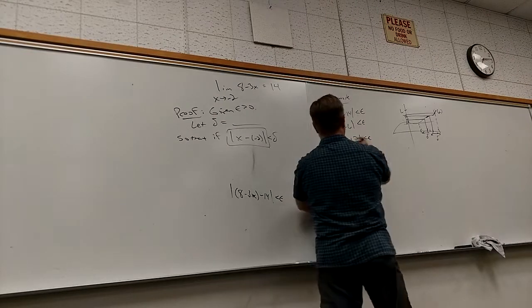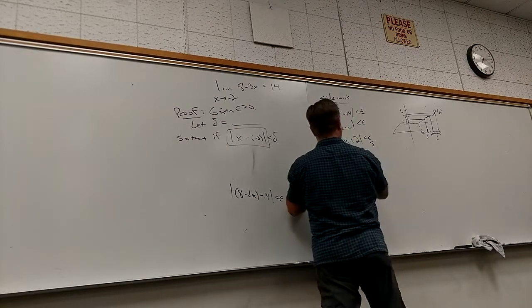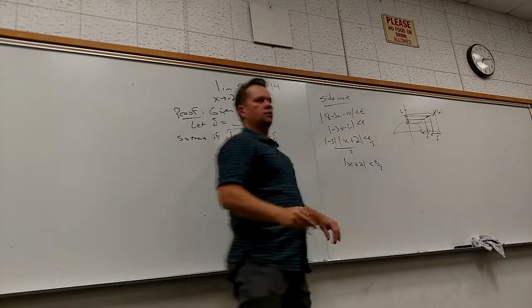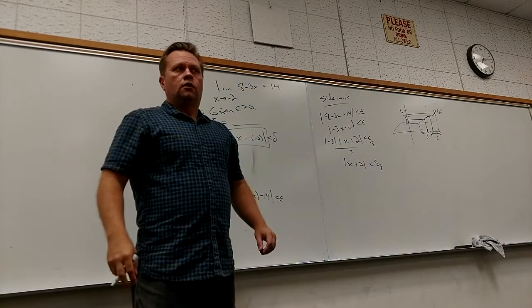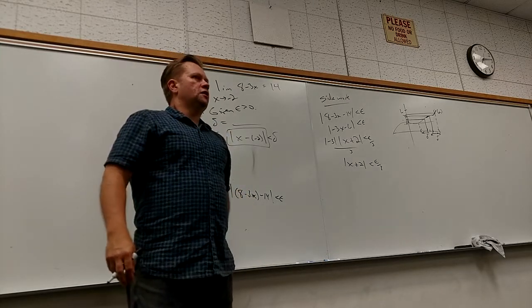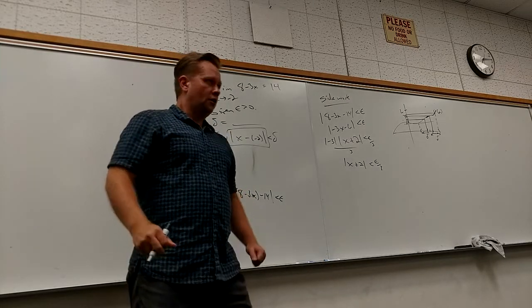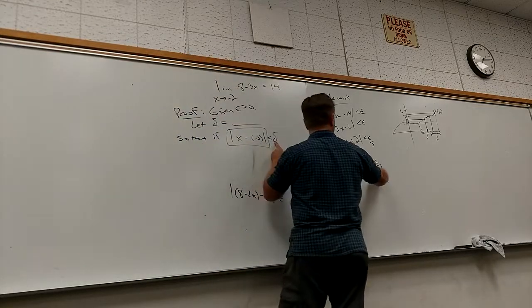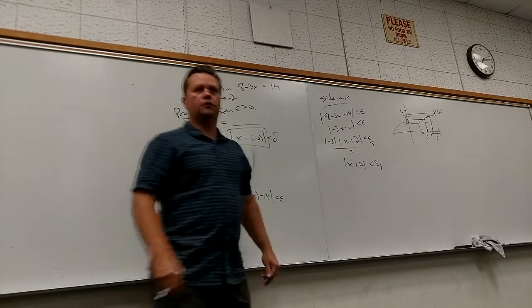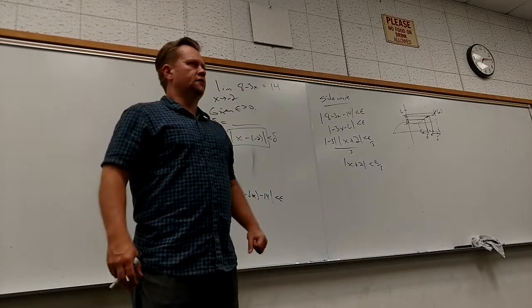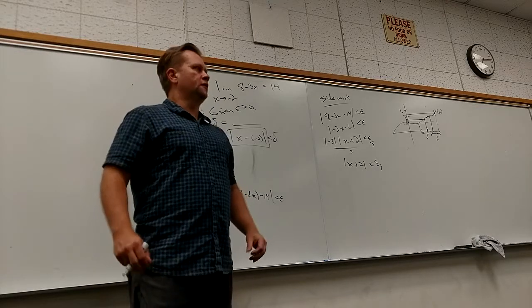So if I divide by 3, I now know what delta needs to be. What does delta need to be? Epsilon over 3. 1/3 epsilon, if that's what somebody's saying. Not 1/3. It's way too big.